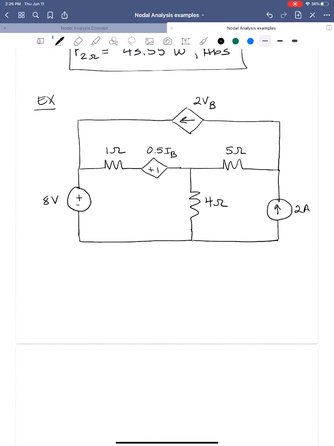The voltage that controls this dependent source 2 VB is this voltage here. And actually, I'm going to draw that in a different color because that starts to get a little monotone. So this is VB, and then the current IB that controls that current controlled voltage source is here. This is IB.